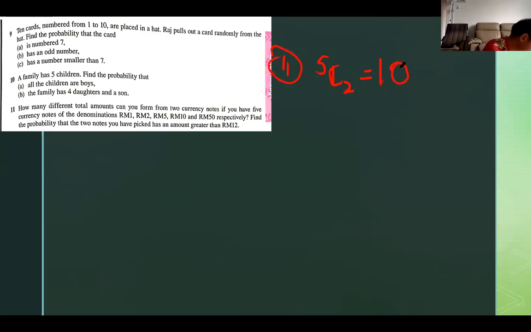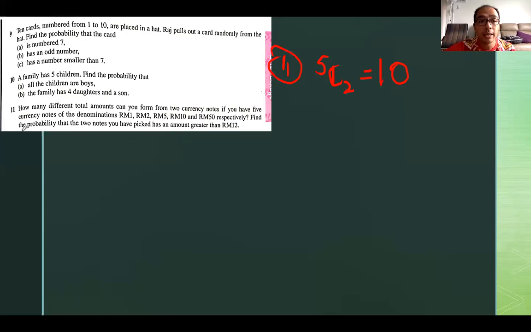Let me just check. Should be correct. Yeah. Okay, there are 10 ways altogether, because if I choose RM1 and RM2, or I choose RM2 and RM1, it doesn't matter. The arrangement doesn't matter. It is just how many ways. So there are 10 ways for me to choose 2 notes.